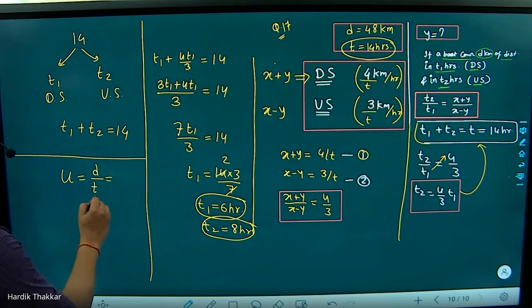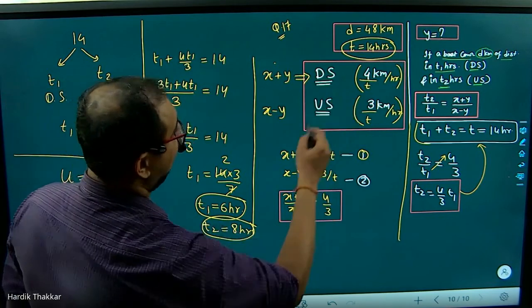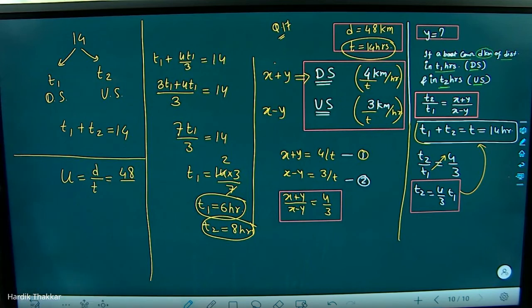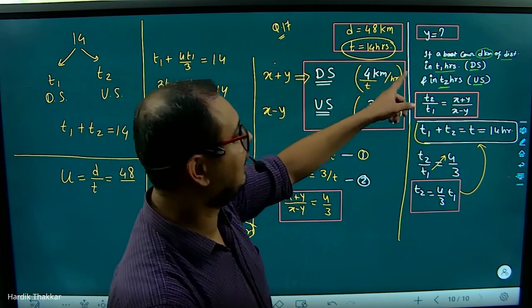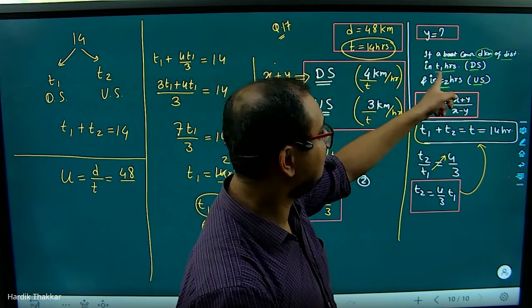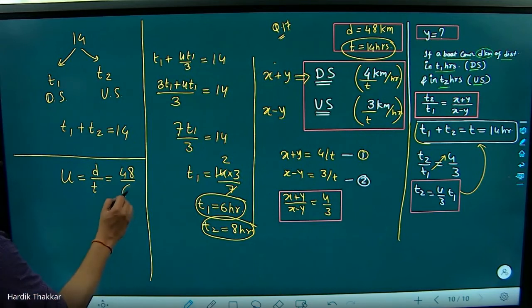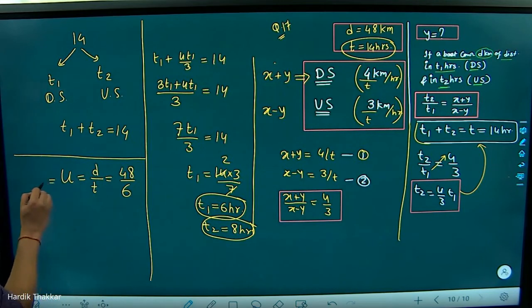Okay. Now the distance is 48 kilometer. Now what about time? What is time in case of downstream? For downstream, time is considered as T1, and this T1 is equal to 6. So you will get 48 upon 6. So u, or we can write it as x plus y, we will get u is equal to 8. Okay.